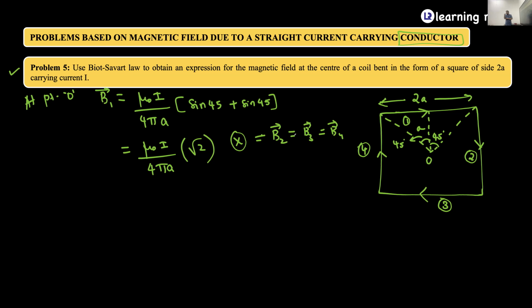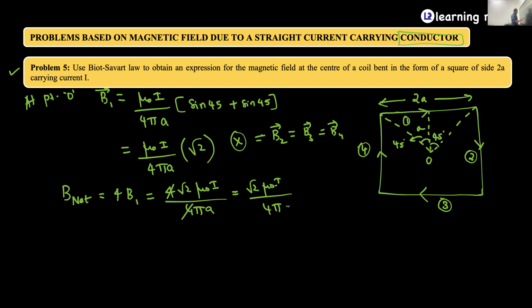Right? So if I take the magnitude of B1, B2, B3, B4 as B itself, then what is going to be the net magnetic field? Net magnetic field will be 4 times B1. So it will be 4 root 2 times mu naught I divided by 4 pi A. 4 and 4 are gone. Answer will be root 2 times mu naught I divided by 4 pi A.